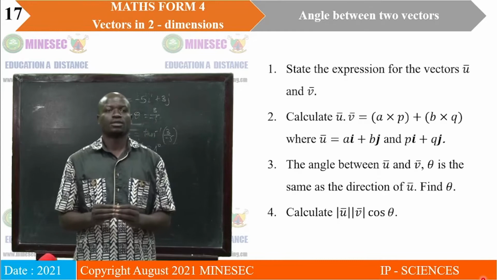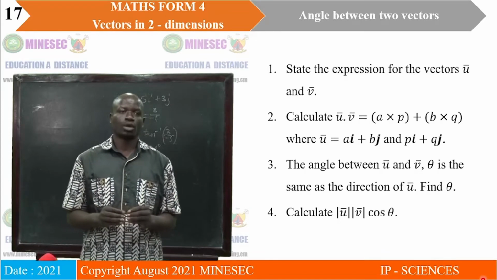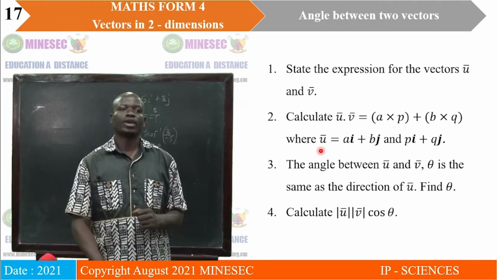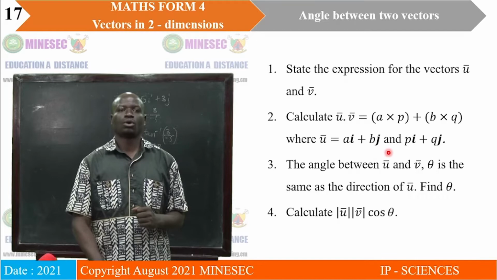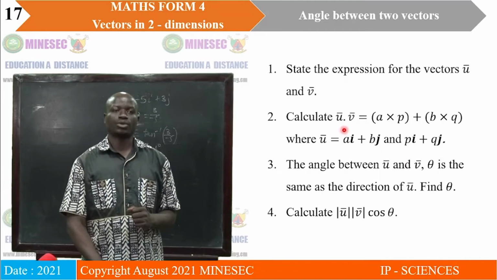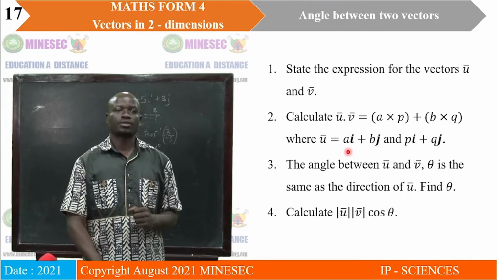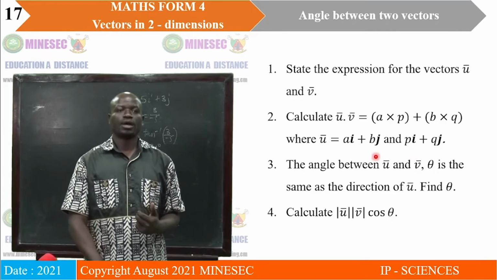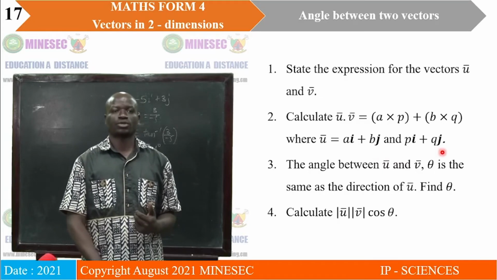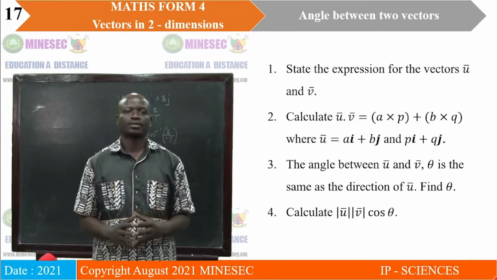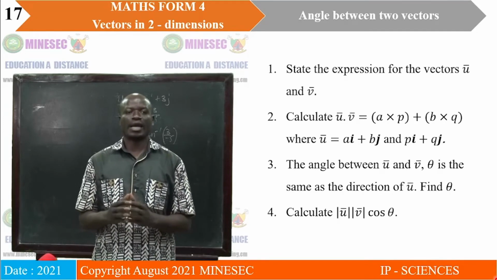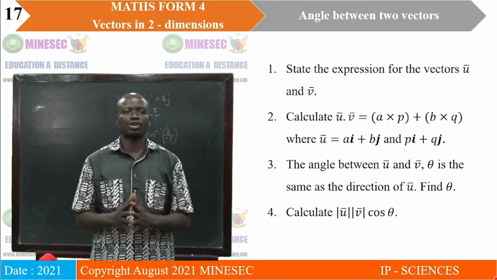Next, we will calculate u dot v. It's something we've not seen before. So u dot v means you take a times p plus b times q, where vector u is ai plus bj and vector v is equal to pi plus qj. So when we are calculating u dot v, it means we take the coefficient of i in vector u and we multiply with the coefficient of i in vector v. And then we do the same with the coefficient of j in the two vectors. Next, the angle between vector u and vector v is given as theta, which is the same as the direction of vector u.